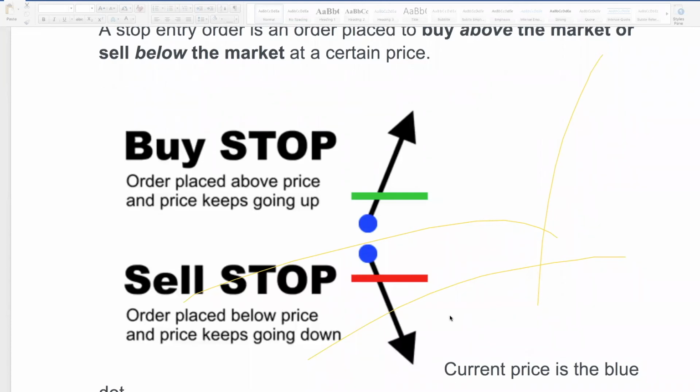So it's the same, the opposite with sell stop. Order placed below the price, when you're anticipating the price will keep going down.